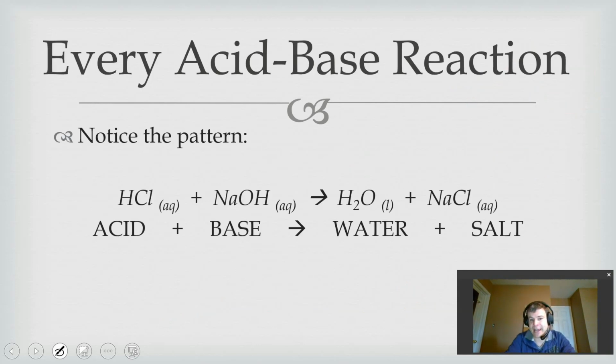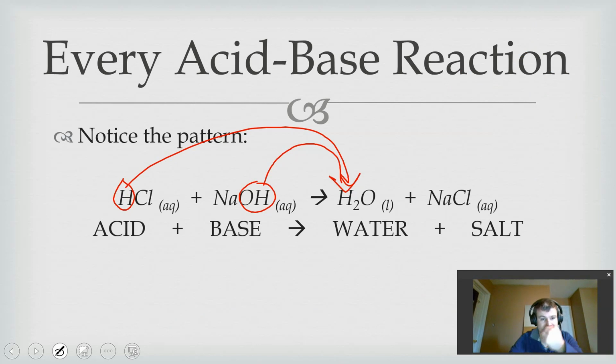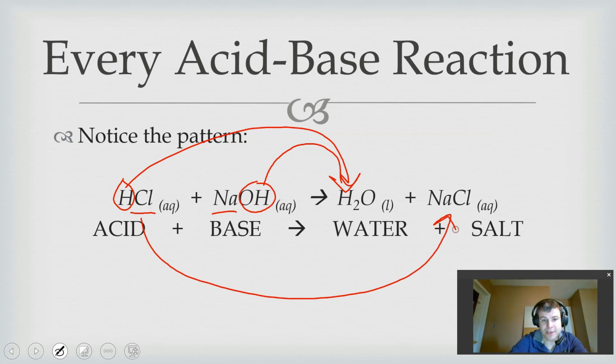Every acid-base reaction is going to look the same. You're going to have an acid, you're going to add a base, you're going to get water. So the H and the OH are going to form water. And then whatever's left, a metal and a nonmetal usually, is going to form a salt because it's an ionic compound, a metal plus a nonmetal.